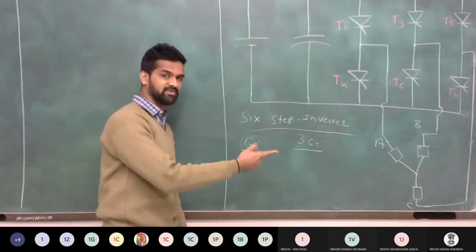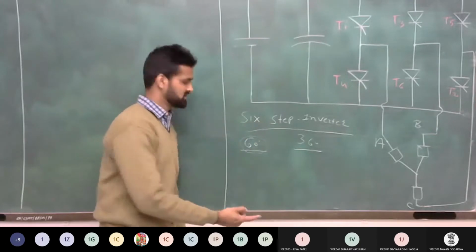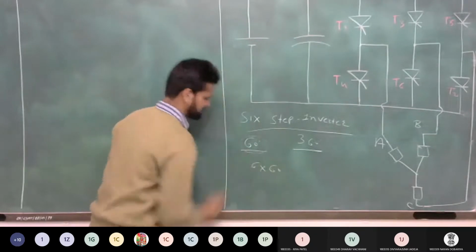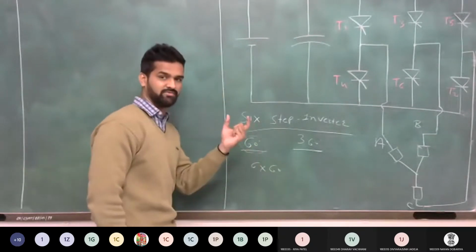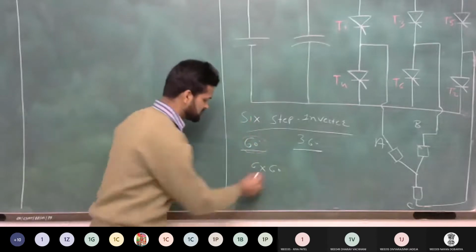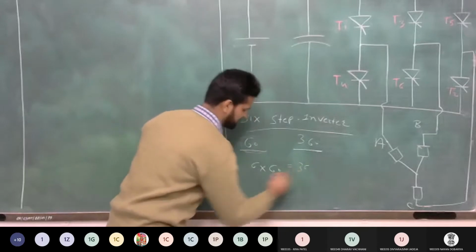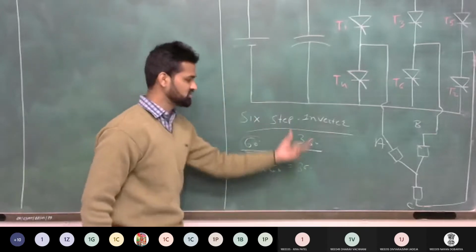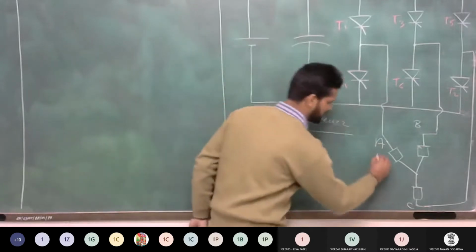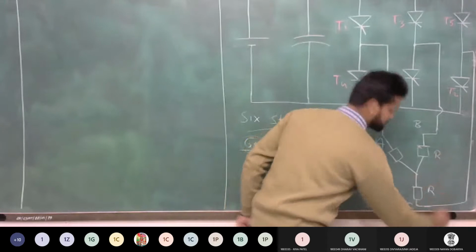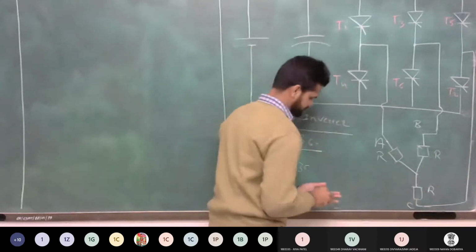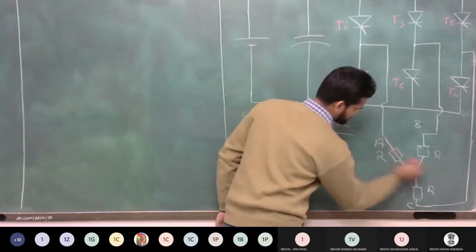At every 60-degree interval, one new thyristor is on. Clear? So one cycle is 360 degrees, which is 6 multiplied by 60 degrees, and 60 degrees is a step where one thyristor is turned on. So there are 6 steps in which you get the output voltage across the load. Here for simplicity, we take the resistive load and assume that it is star connected. You can see that this is the star connection.